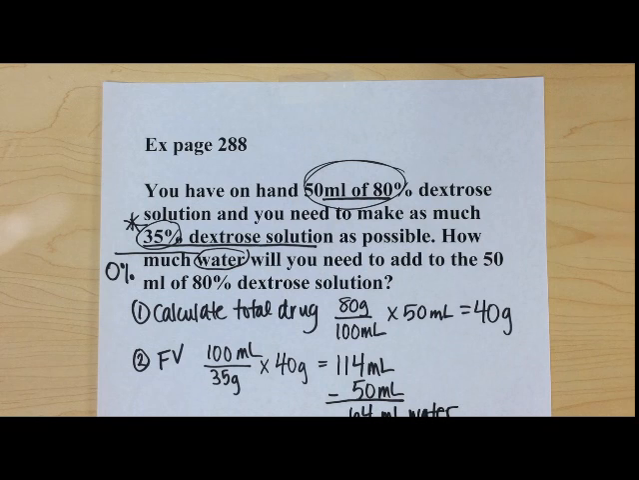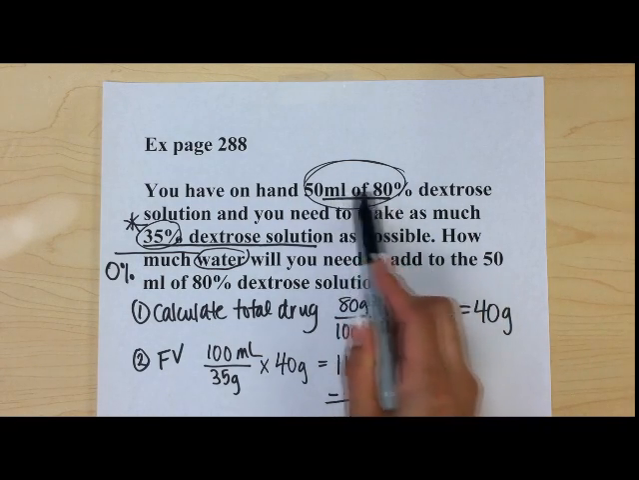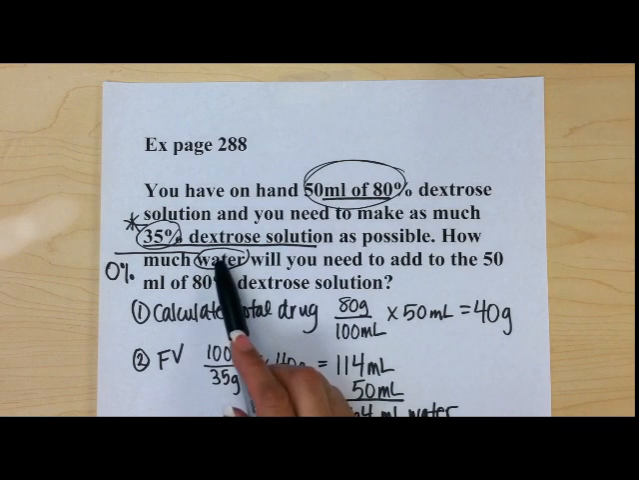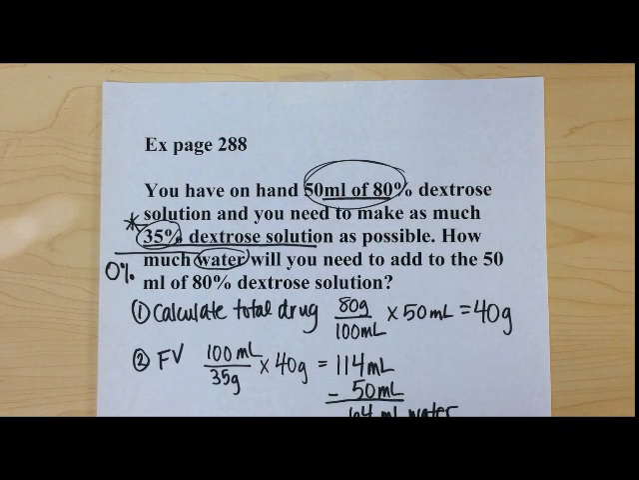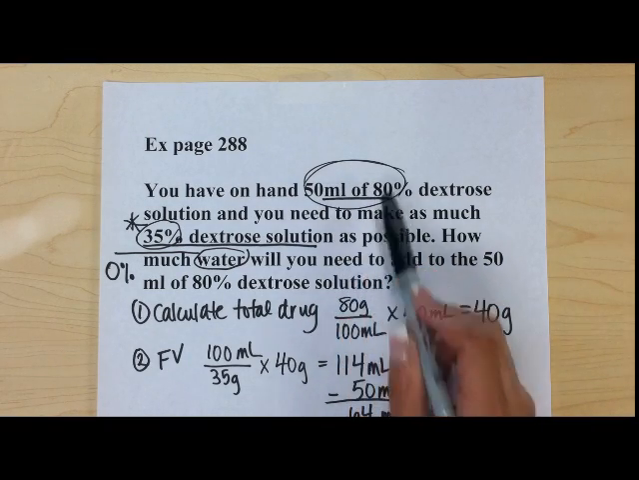So this was a slightly different approach. Yes, it can be dilutions because we're adding water to this, but you can also use the powder volume method because we know that there are two components that equal that total final volume. One is coming from this portion and the other is coming from the water. So we took this step of calculating the total drug, which we focused on this 50 mLs of 80%.